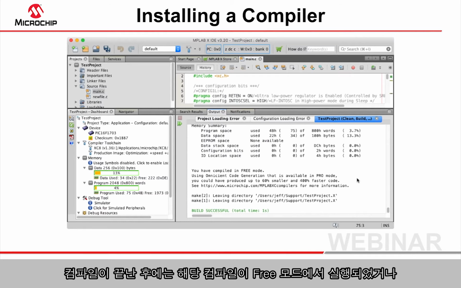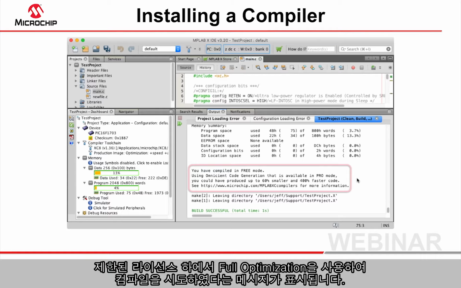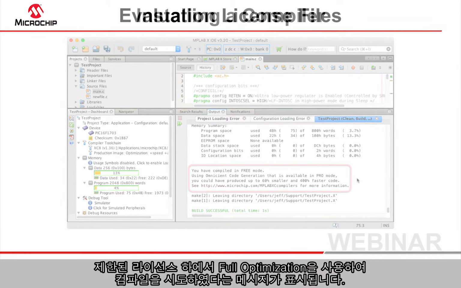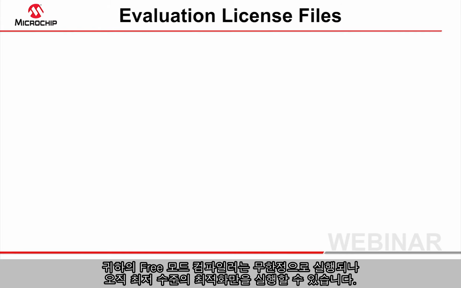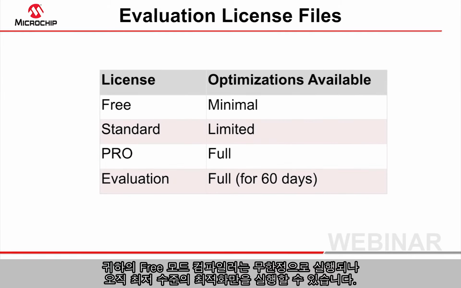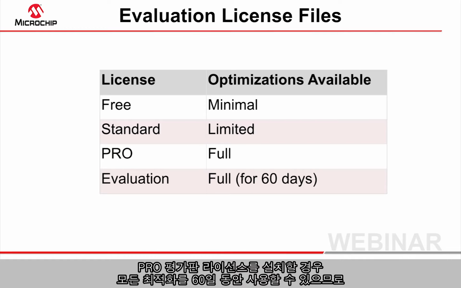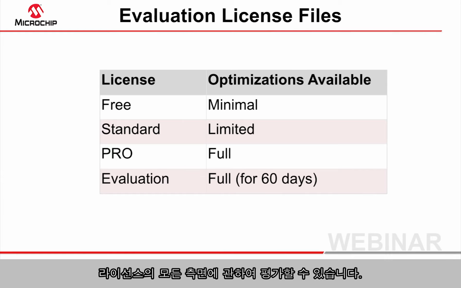After compilation, you might see a message reminding you that compilation took place in free mode, or that you have attempted to compile using full optimizations with a restricted license. Your free mode compiler will operate indefinitely, but will only employ the lowest level of optimizations. At any time you can install a Pro Evaluation license, which will unlock all optimizations for 60 days, allowing you to evaluate all aspects of a licensed compiler.